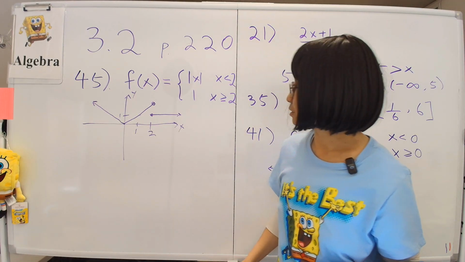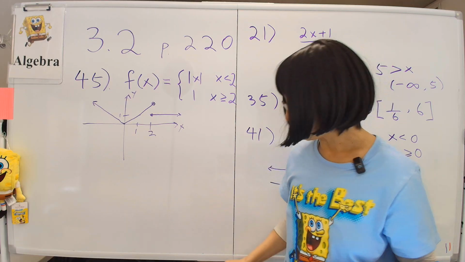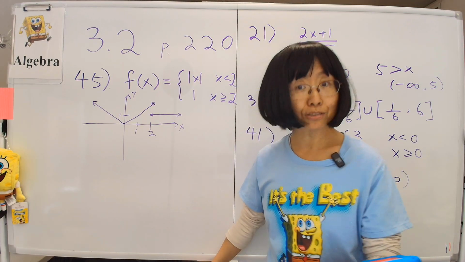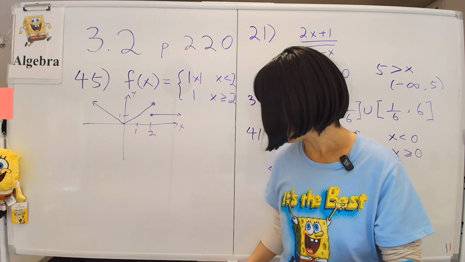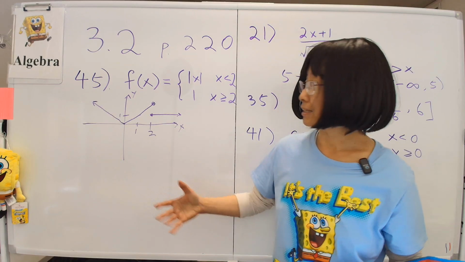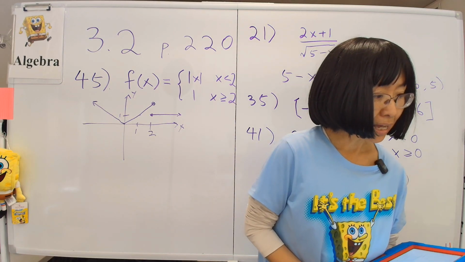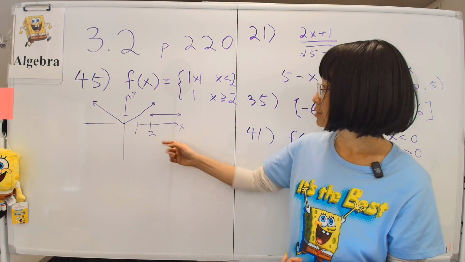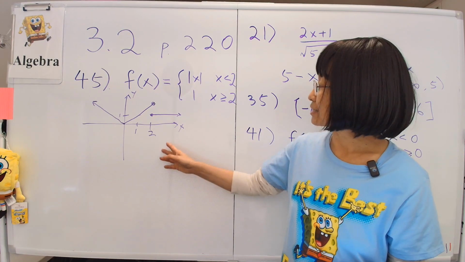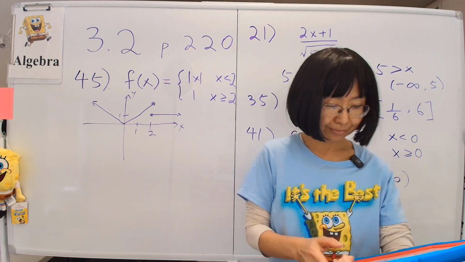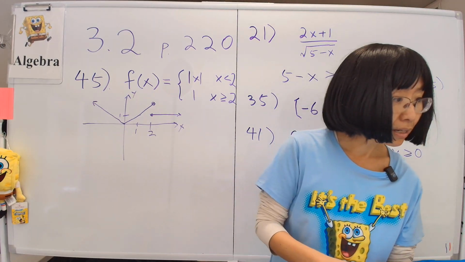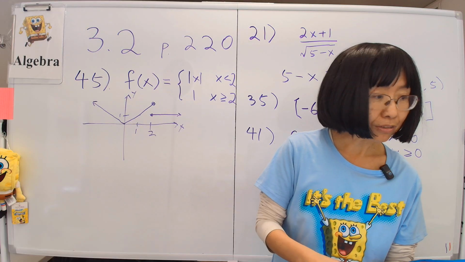The domain is all real numbers because everything appears to be defined. There is no problem with anything. So the domain is all real numbers, and the graph looks like that. That is how that comes out.